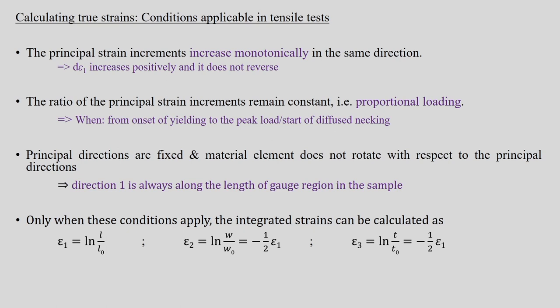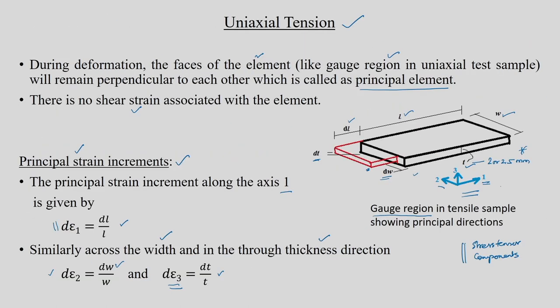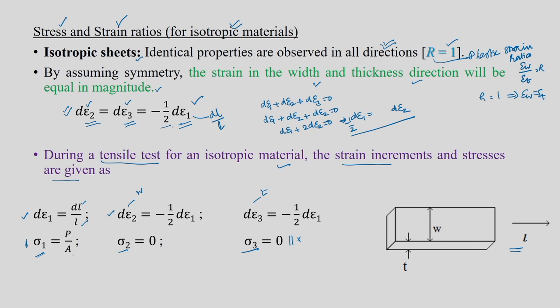Now you know the meaning of principal strain increments. We have a principal element undergoing deformation, for example a gauge length in a uniaxial tensile test, and you can calculate the principal strain increments d epsilon 1, 2 and 3. If it is an isotropic material, you can relate them in this fashion: d epsilon 2 is equal to d epsilon 3, which is equal to minus 1 by 2 d epsilon 1. And if it is a uniaxial tensile test, you can summarize sigma 1, sigma 2, sigma 3 and d epsilon 1, 2 and 3 in this fashion for an isotropic material. These are all incremental principal strains, principal strain increments.